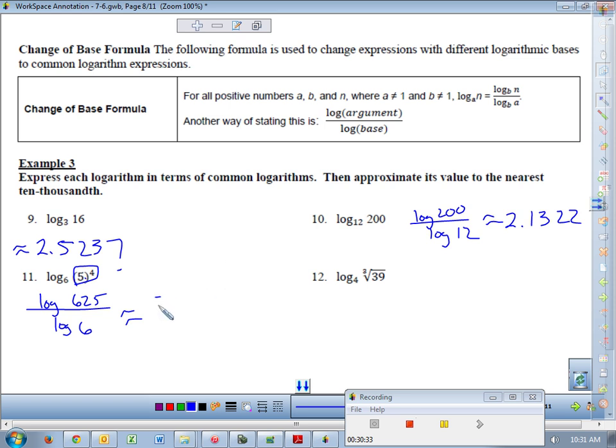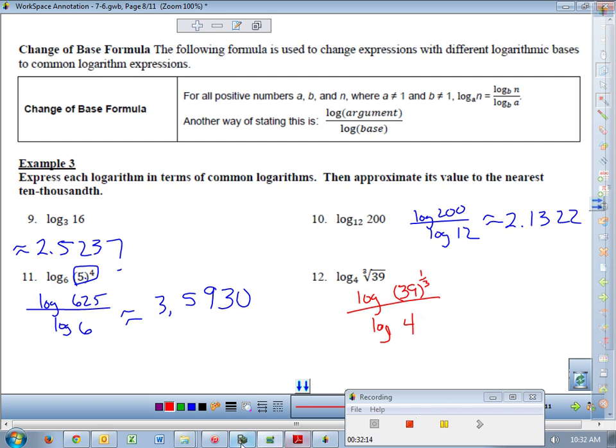It's about 3.5930. Nice. Yes, sir, Bob? And then the next one. Log of the argument. I'm going to write it as 39 to the 1/3 over log of the base, log 4. Cool? If you are a person who really wants to put that in front, you can. You just got to type it in correctly. I'm not going to put it in front. I'm just going to type what I see.